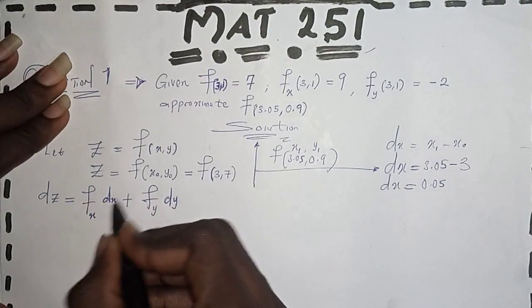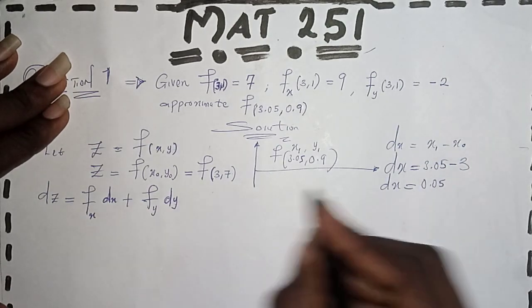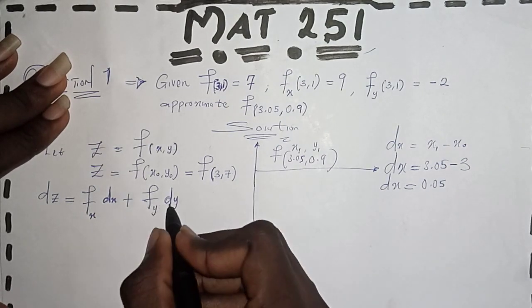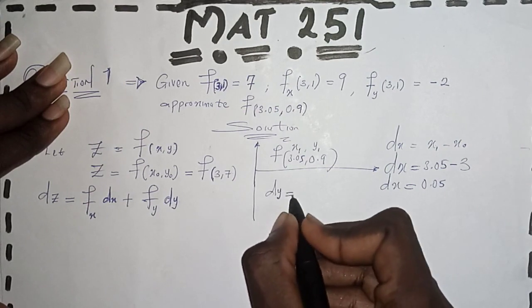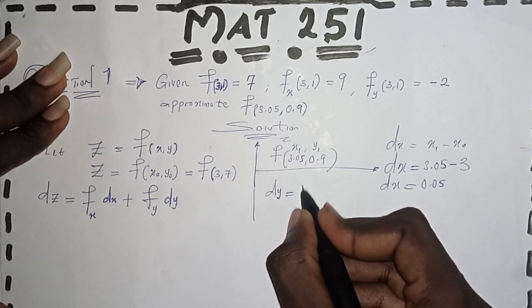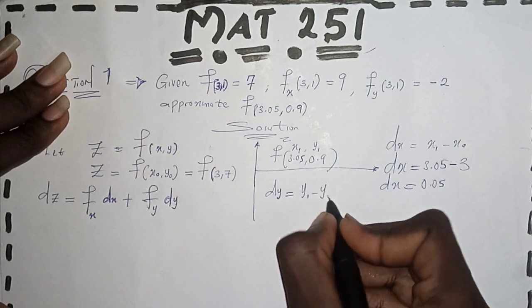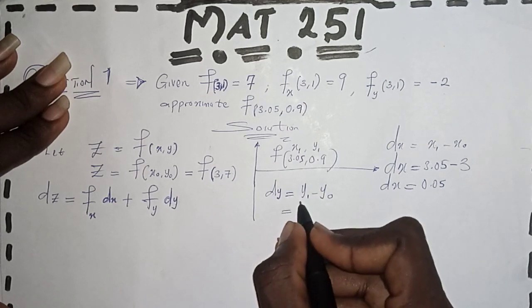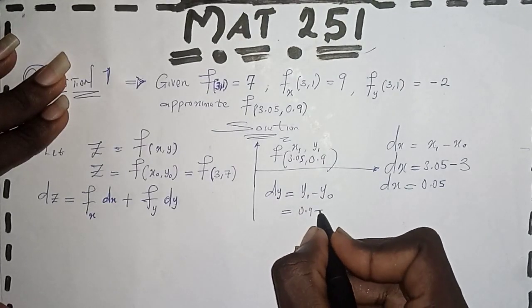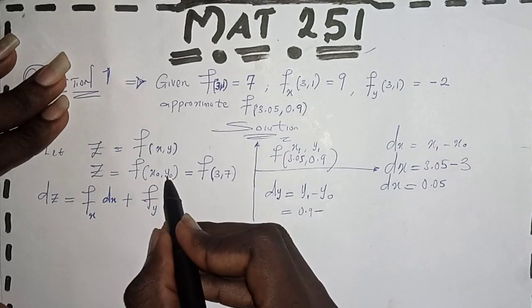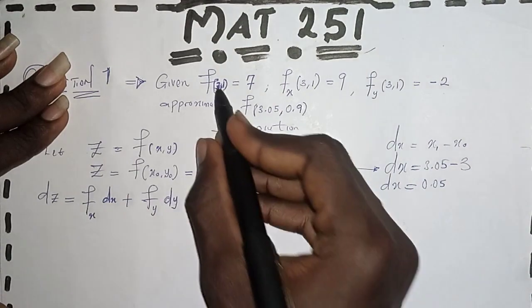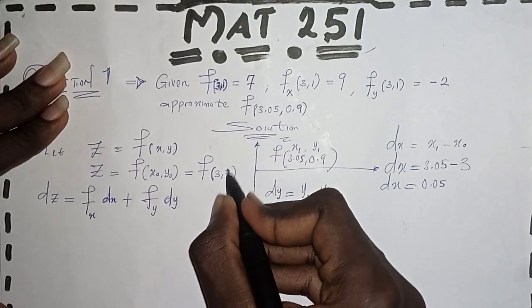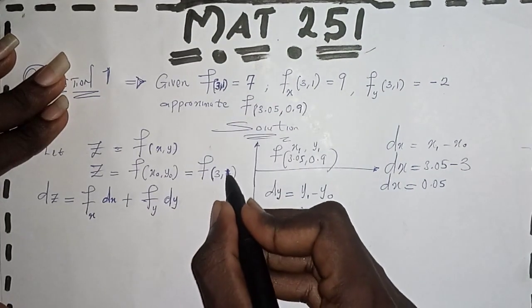Hence this dx value now is 0.05. Very straightforward. What if we are trying to look for dy? The same thing. Similarly, we have to do the same thing for dy. Dy simply implies the y1 value minus the y naught value, and y1 is 0.9, and we have y naught as 3, 1. This is not 3, 7, please. This is 3, 1. We have 3, 1.